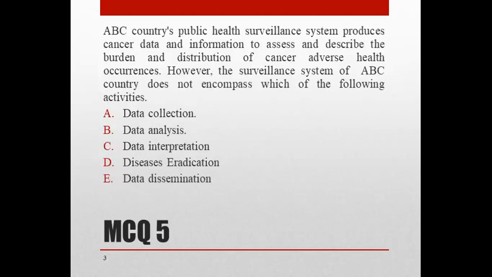MCQ 5. In ABC country, the public health surveillance system produces cancer data and information to assess and describe the burden and distribution of cancer adverse health occurrence. However, the surveillance system of ABC country does not encompass which of the following activities: alpha, data collection; beta, data analysis; C, data interpretation; delta, disease eradication; E, data dissemination. What will be the correct option? Delta will be the correct option, disease eradication, as I already mentioned that public health surveillance does not include any prevention and control or disease eradication step.